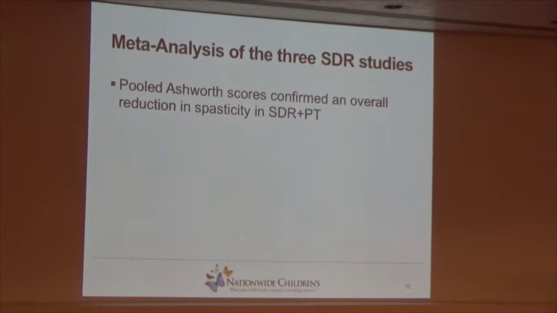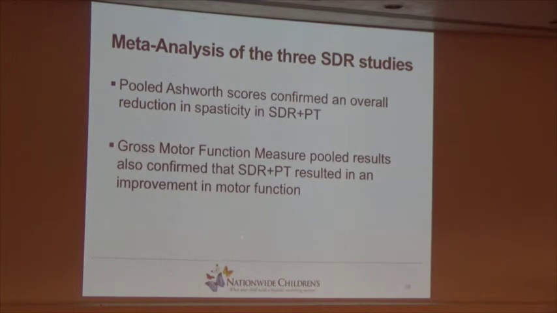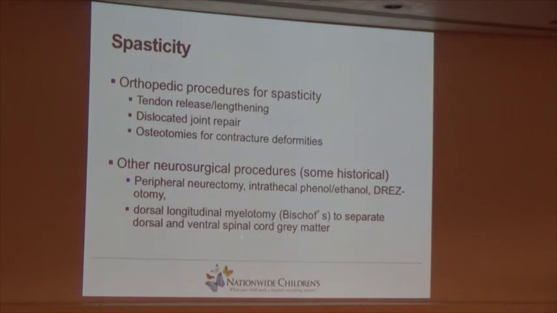And what it does show is that they confirmed an overall reduction in spasticity in SDR. This was particularly well controlled because they did both SDR with PT as well as PT alone and compared the two. Pooled results also confirmed these improvements in motor function. A very well-designed study that showed that selective dorsal rhizotomy is a tool in the toolbox in managing the spasticity that these children have during the remainder of their lives.